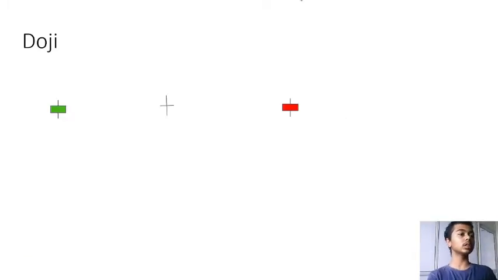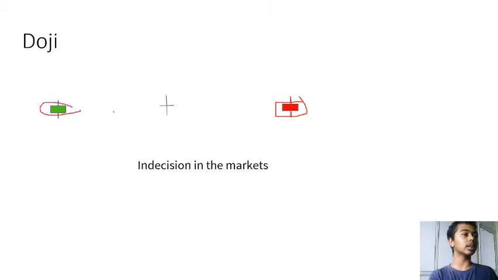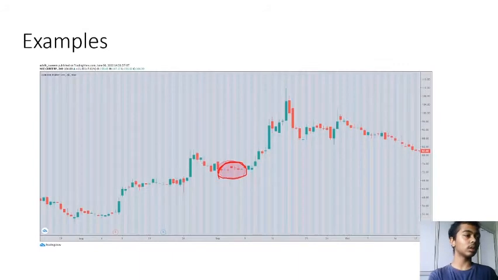And in doji there's a very small body, as you can see, and very small wicks. Okay, so what does this mean? This means that there is indecision in the market. What does indecision mean? It means that there is no direction to the market. Is it going up or down? It doesn't matter which color it is, whether green or red, and it can also have no body, like this one. Okay, so a few examples over here. Over here, as you can see, there is full indecision in the market. We don't know which direction it's going, and finally it turns upside.